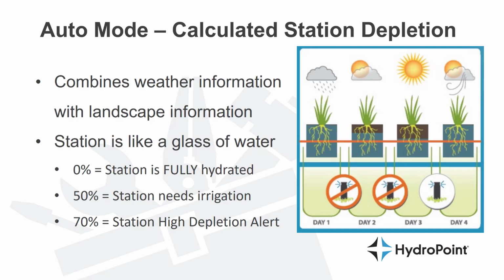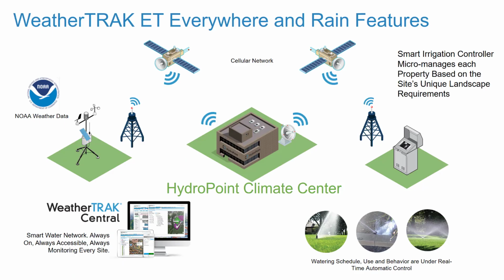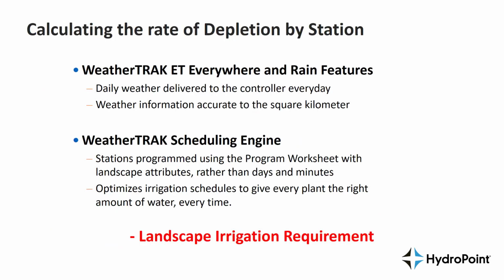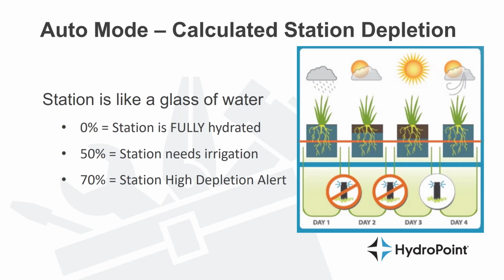Stations in auto mode are generating their irrigation based on a calculated station depletion model, which combines current weather information accurate to the square kilometer with landscape information programmed into your controller on a station-by-station basis to calculate an irrigation program that fills the landscape irrigation requirement based on a calculated station depletion for each station independently. In short, WeatherTRAK thinks that underneath every station there's a glass of water, and after complete irrigation, your station is at 0% depletion, or that glass of water is completely full, so your station is fully hydrated and has enough water for your plant material to stay healthy.